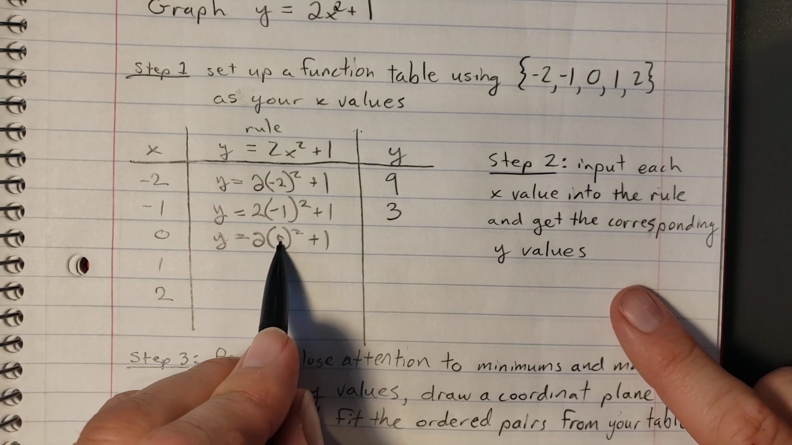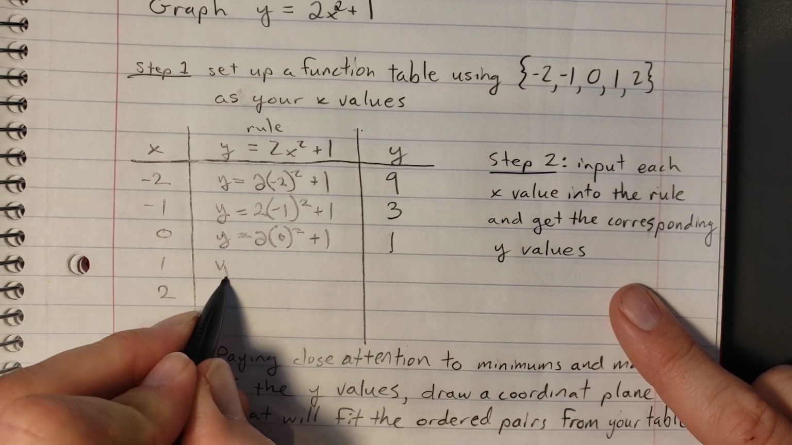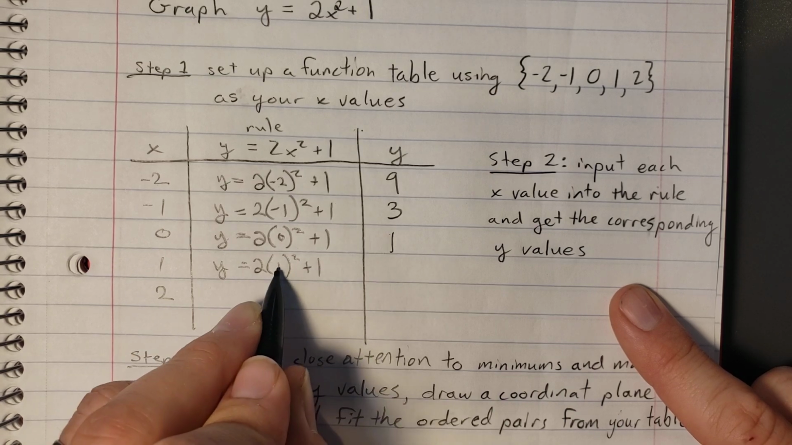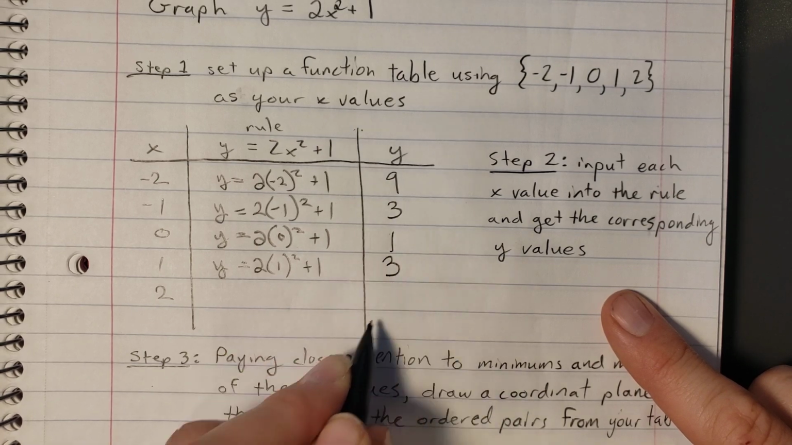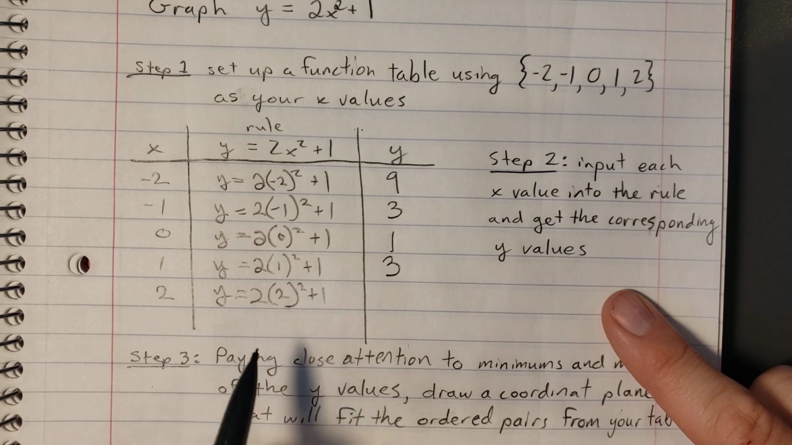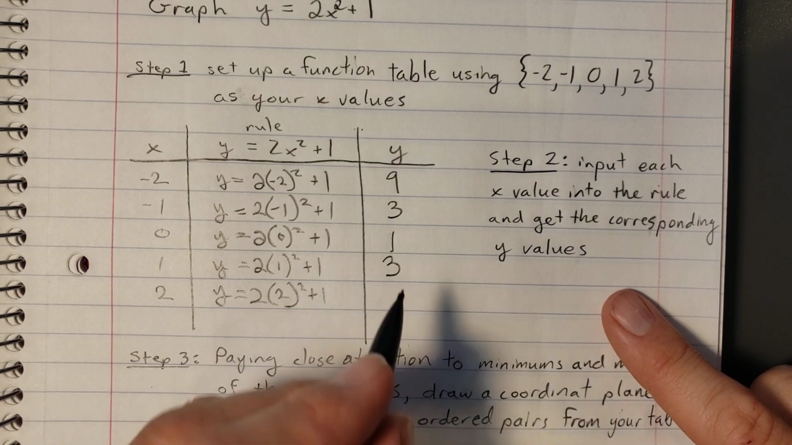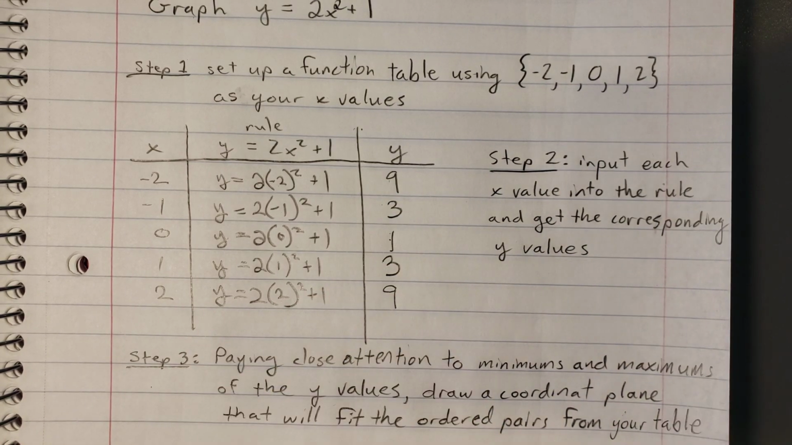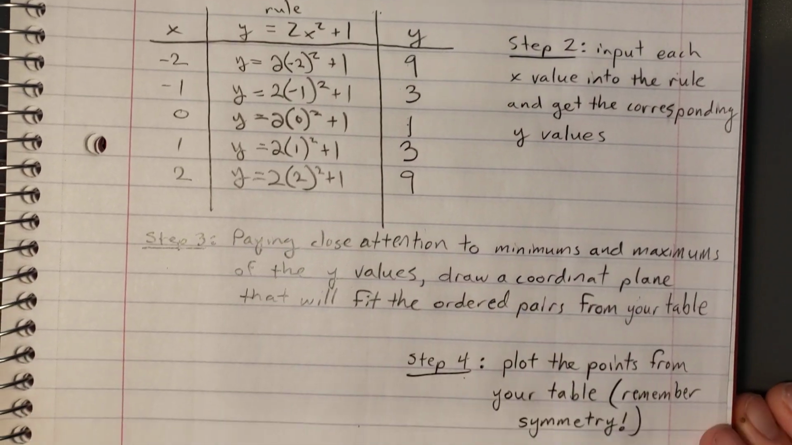Okay, substitute in the 0. 0 squared is 0, times 2 is 0, plus 1 is 1. And now comes the symmetry. We got 2 times 1 squared plus 1. 1 squared is 1, times 2 is 2, plus 1 is 3. And then y equals 2 times 2 squared plus 1. 2 squared is 4, times 2 is 8, plus 1 is 9. Notice the symmetry: 9, 3, 1, 3, 9. Step 2 is finished.